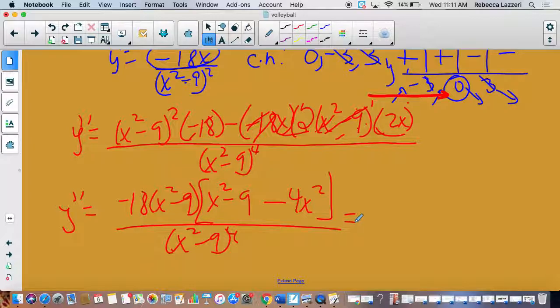So all of this method is really, really helpful and really helps your problem. Now this is negative 18 times negative 3x squared minus 9 over x squared minus 9 to the 3rd, because this cancels because it was multiplied.